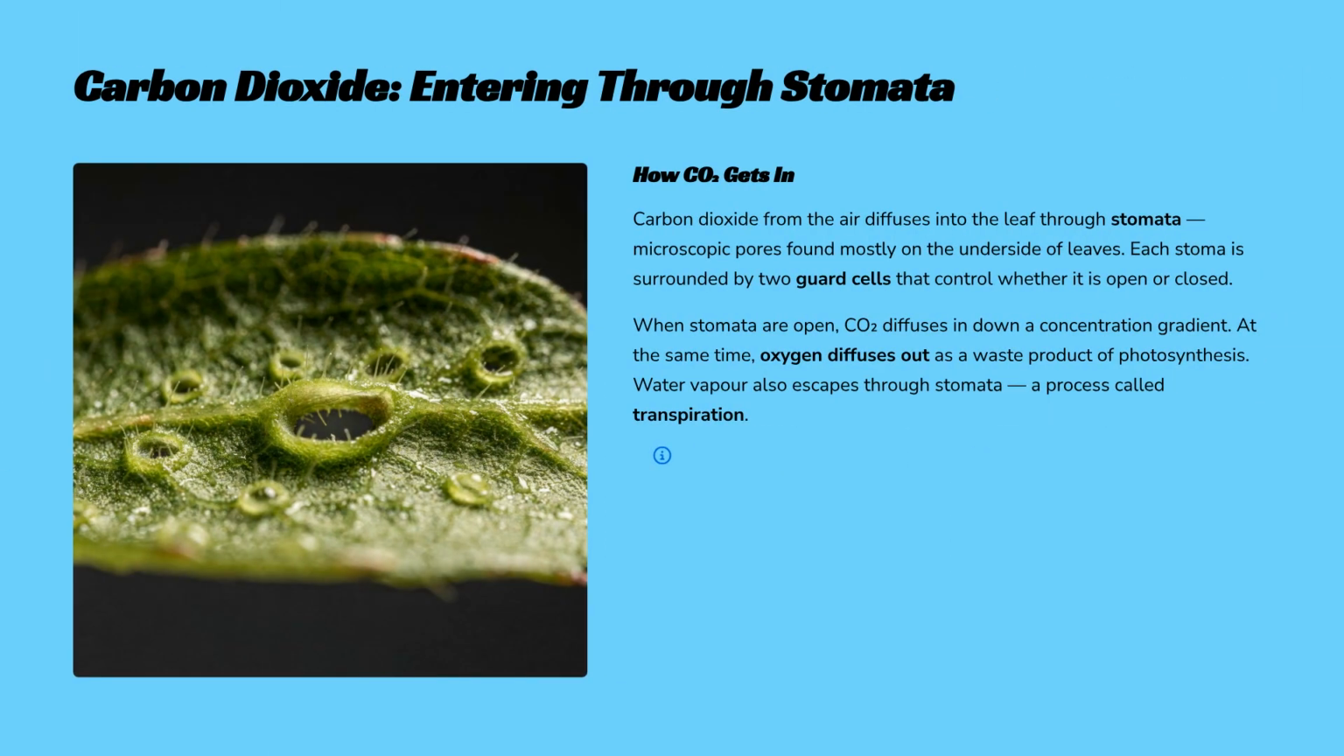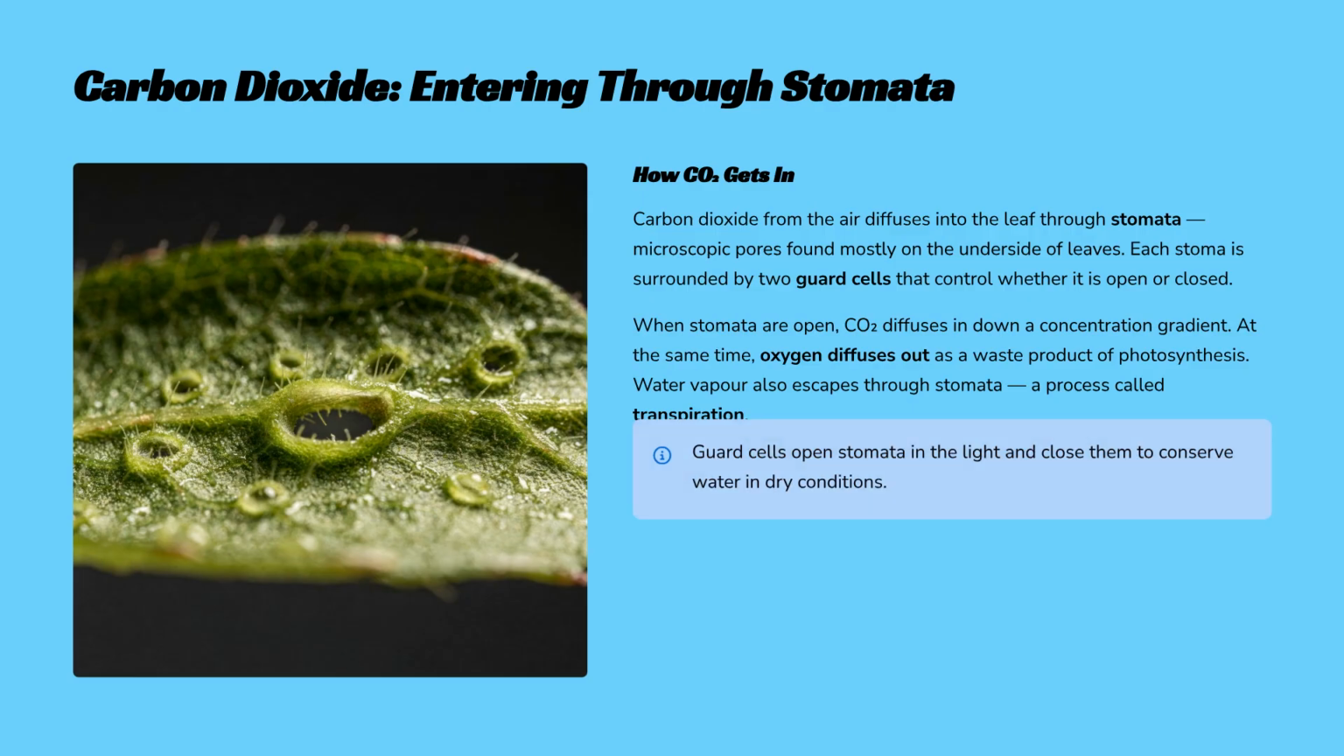Carbon dioxide from the air diffuses into the leaf through stomata, which are controlled by guard cells. When stomata are open, carbon dioxide enters down a concentration gradient, and oxygen diffuses out. Water vapor also escapes through this opening in a process called transpiration. Guard cells open in light and close in dry conditions to conserve water.